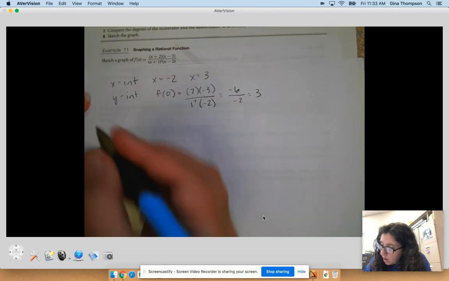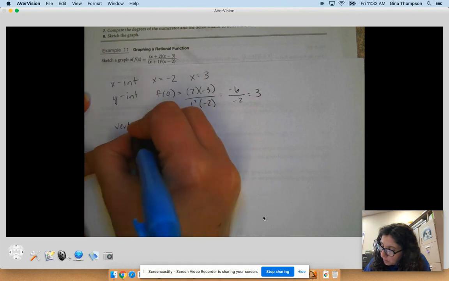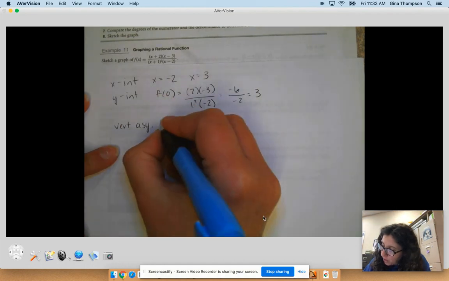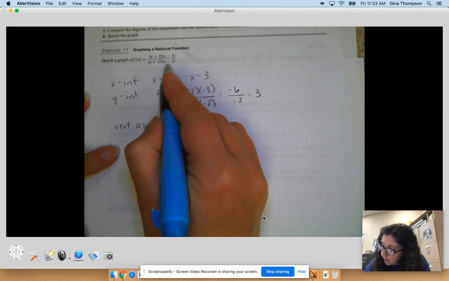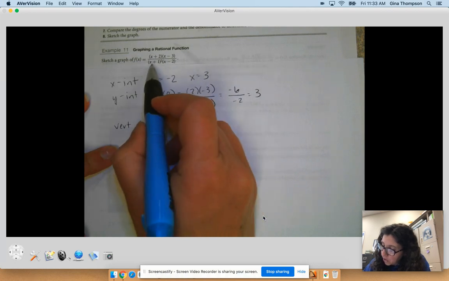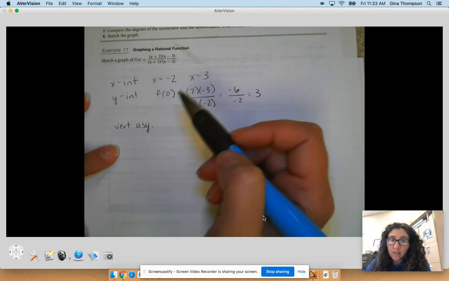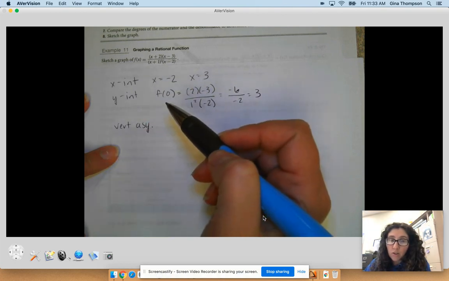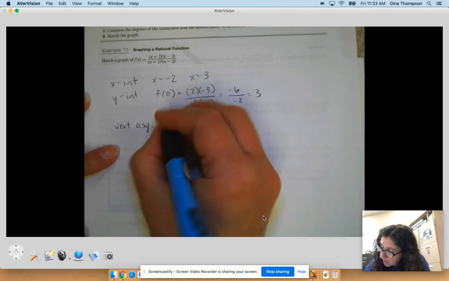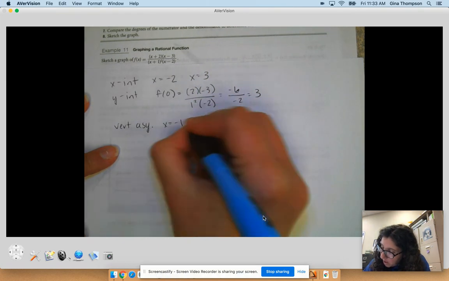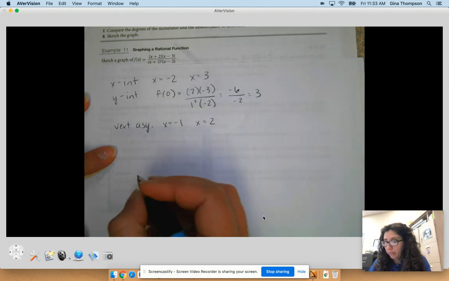How about vertical asymptotes? They're going to happen when the denominator is 0. I'm looking at these factors, and it doesn't look like any are going to cancel out to give us removable discontinuities. So they're going to happen at x equals negative 1 and x equals 2.